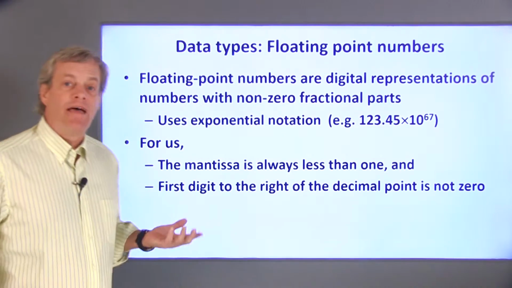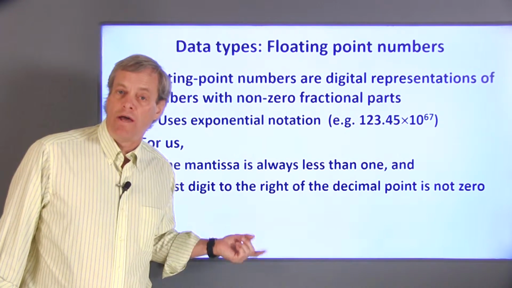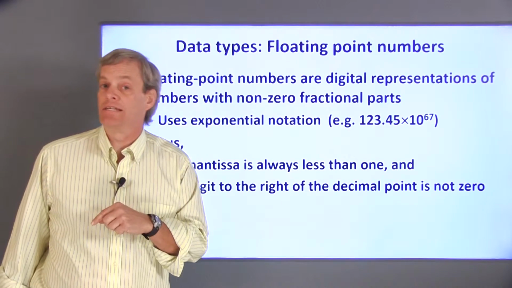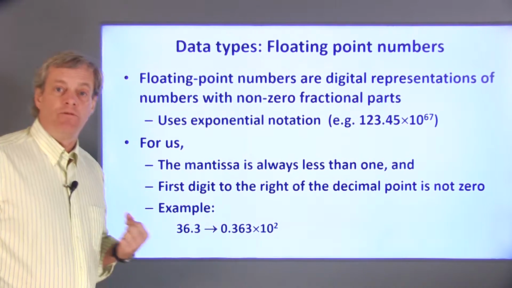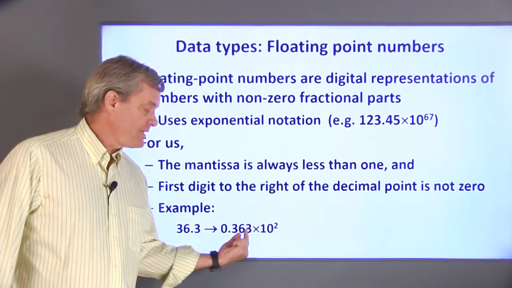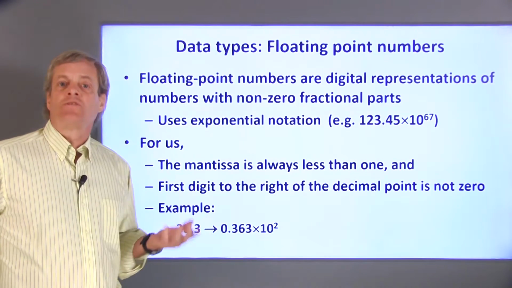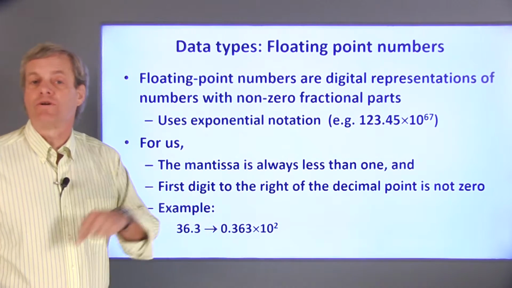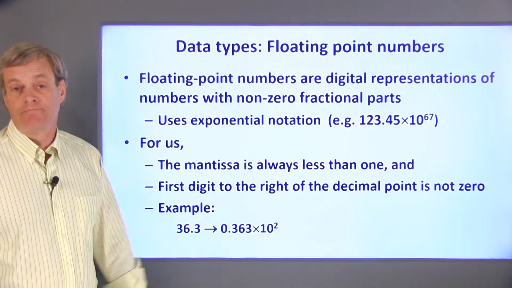In MATLAB, the mantissa must be represented by a number that is between 0 and 1, with the first digit to the right of the decimal place not being a 0. For example, the number 36.3 would be represented as 0.363 times 10 squared. This is important because of the way MATLAB interprets the bits in a floating point number, which in turn affects the range of possible values that get used in our calculations.